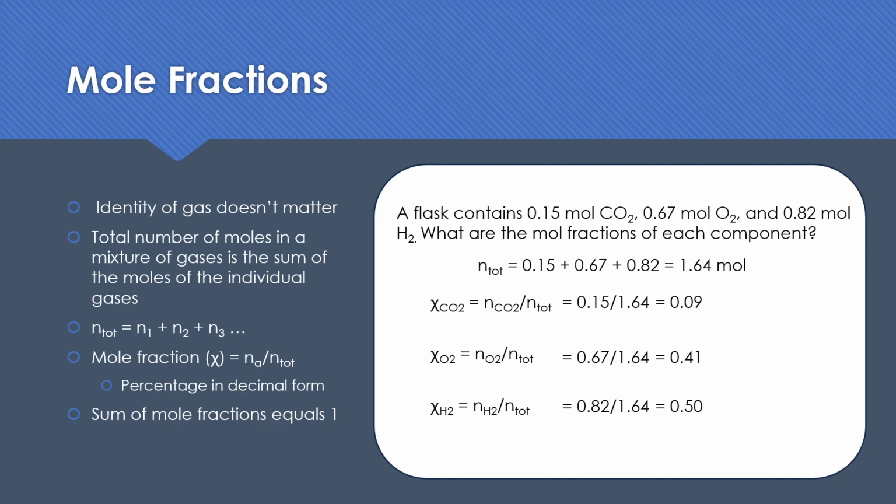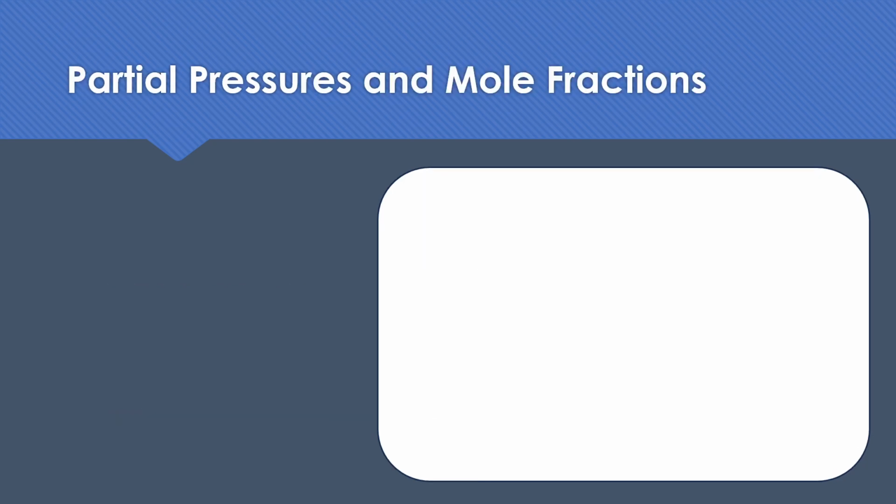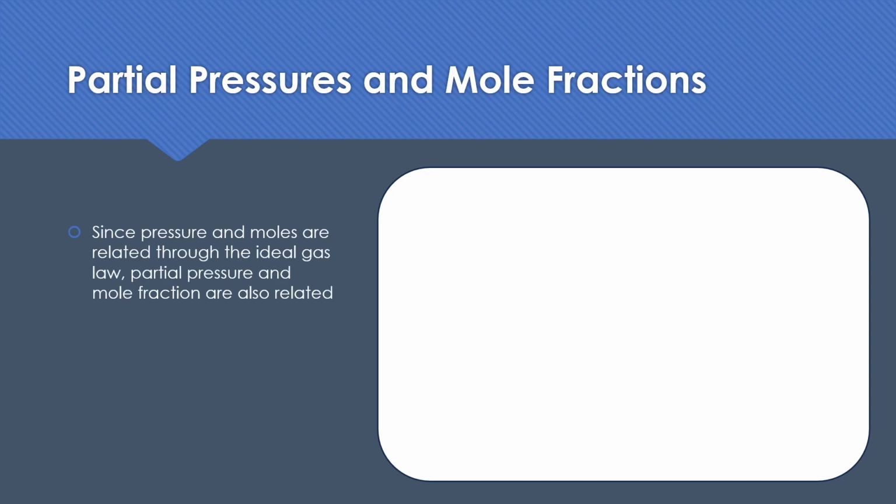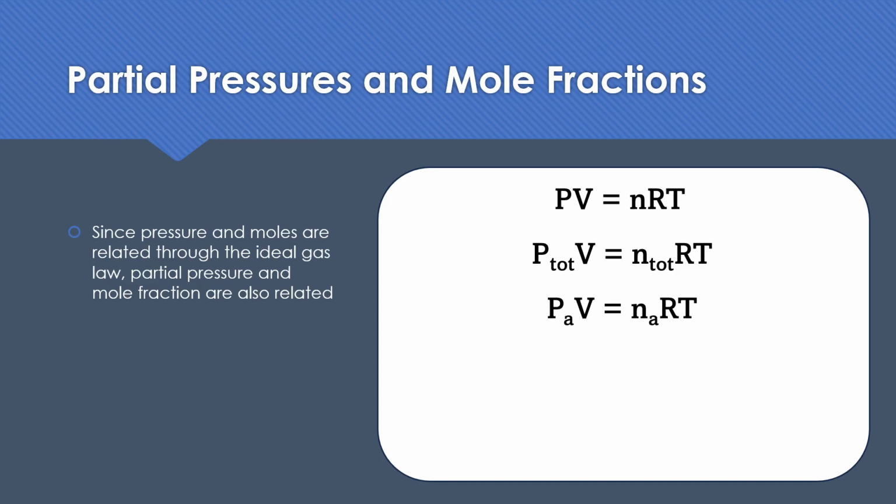That's pretty much it. Now, these mole fractions and partial pressures are related. If you remember, pressure and moles are related, right? PV equals nRT. So partial pressure and mole fraction also play together. We can think about the total pressure in a vessel is equal to volume times the total number of moles times R times T, and the partial pressure of A times volume would be equal to the number of moles of A times R times T, right?